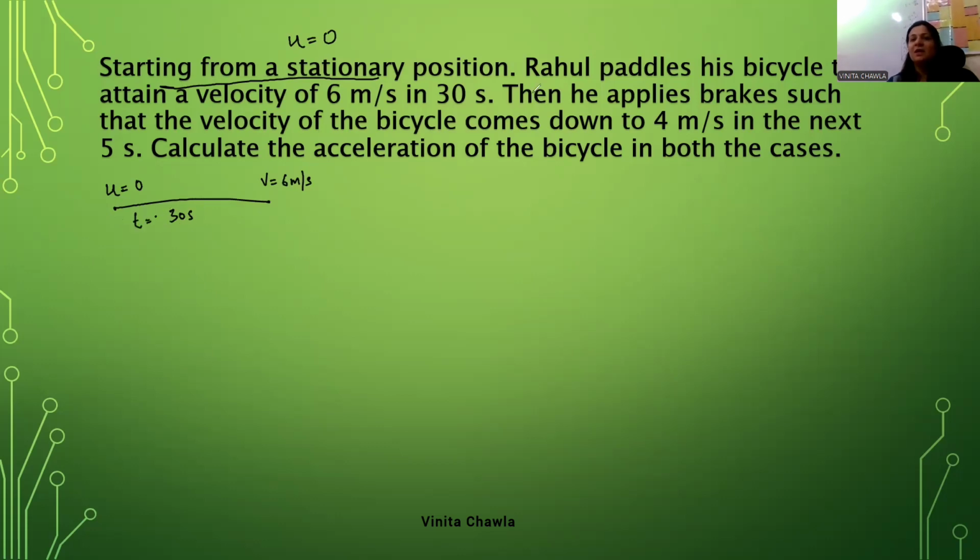And after this, he applies brakes. When he applies brakes, the velocity of the bicycle will decrease. Okay, so when he applies brakes, the velocity of the bicycle comes down to 4 meters per second in the next 5 seconds. Let t dash be 5 seconds. So we have to find the acceleration in both the cases. This is case 1 and this is case 2.